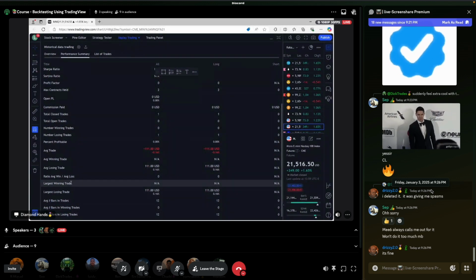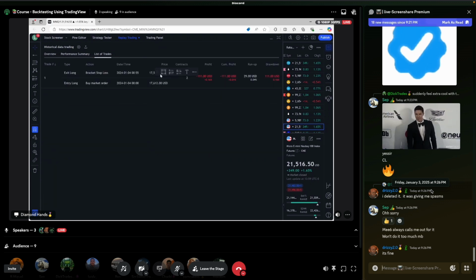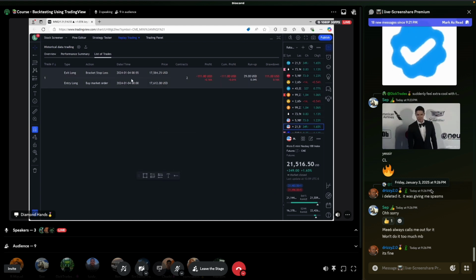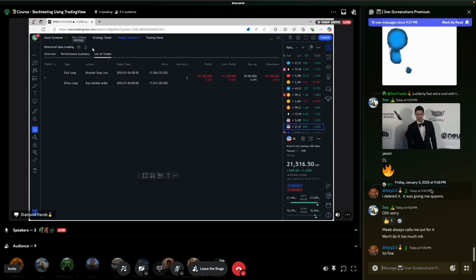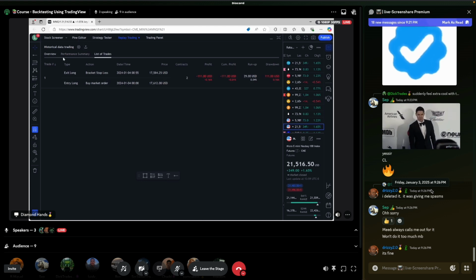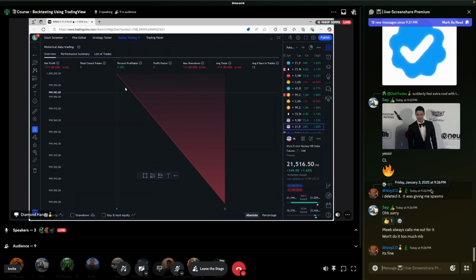Largest winning trade, largest losing trade, average bars in trades. And then you can see your list of trades as well, right? So right here, you'll see them. And you actually can export this data to an Excel sheet. So right here, you can export the trading or the performance. That way you can go back and see what you did wrong, what you're doing good, right? An overview of your trading.